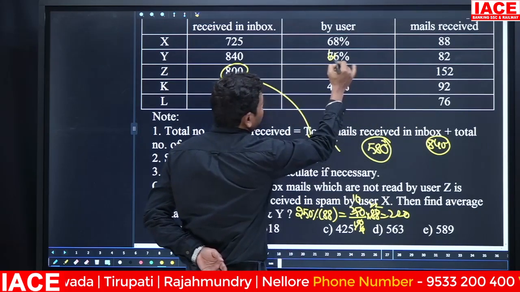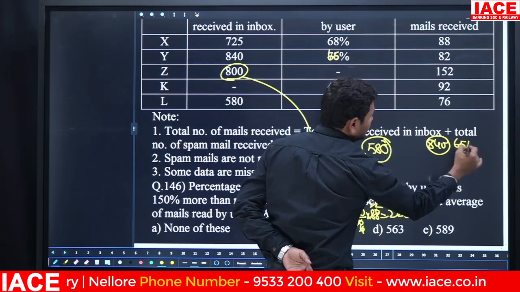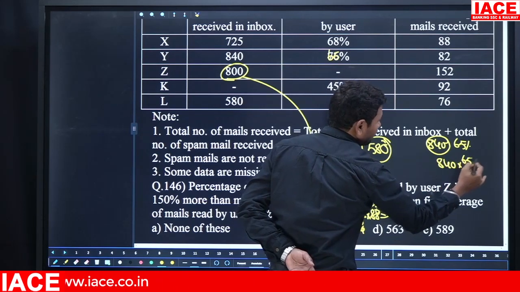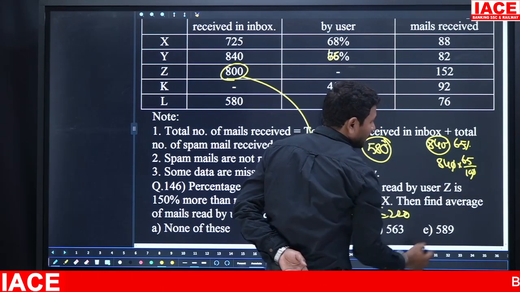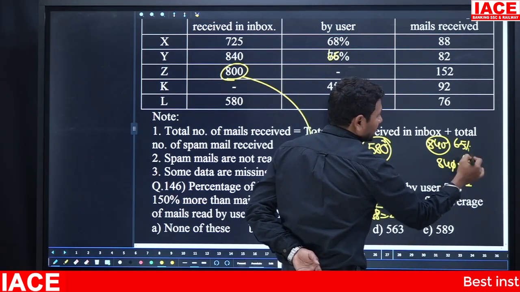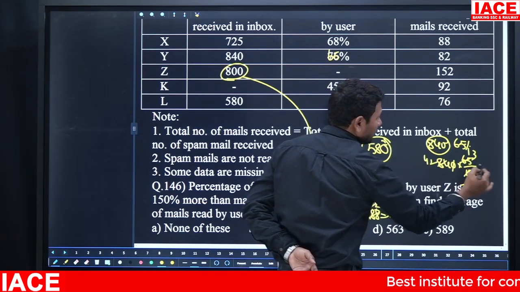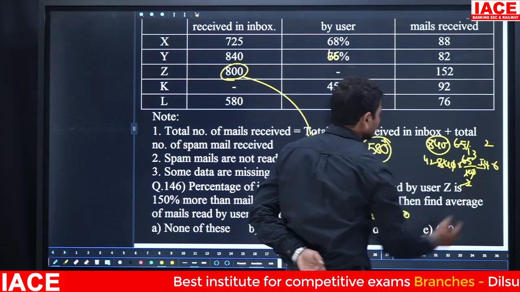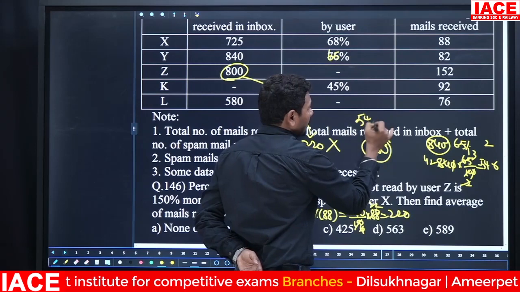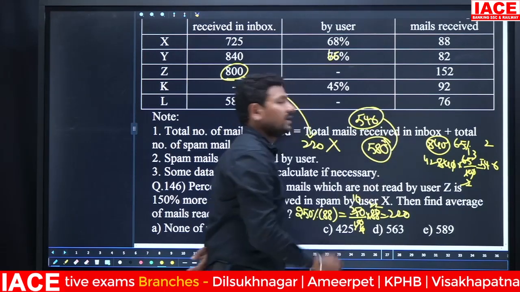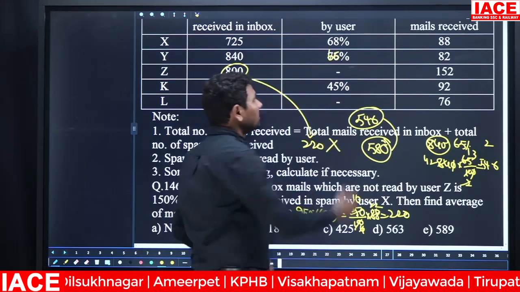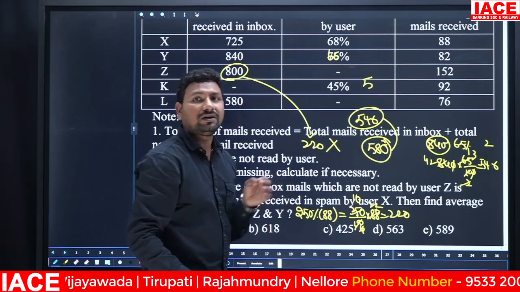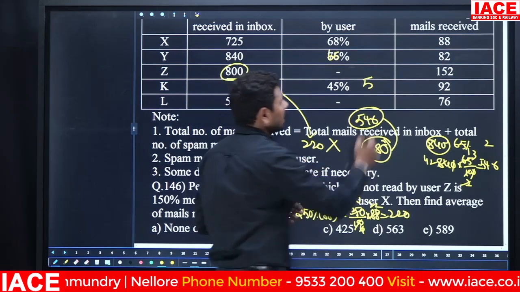Out of that, this is 65%. 65% is required. 65% means we can write 840 into 65 by 100. Here 0 will be cancelled. 5 2s and 5 13s and 2 42s and 13 2s is 26. 13 4s is 52. It is 546. And here we have to make the average for 546 and 580. 500 plus 500, then average becomes 500. And 46 plus 80 is equal to 126. Half of 126 is 63.